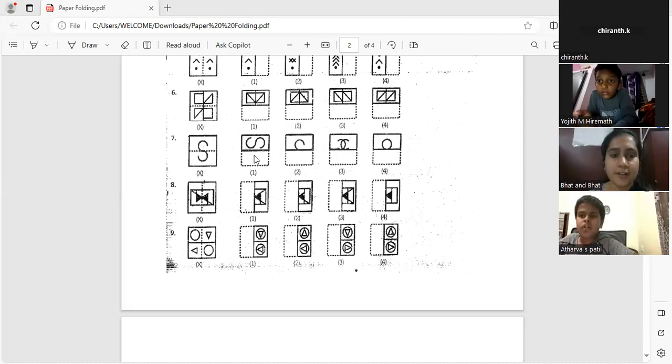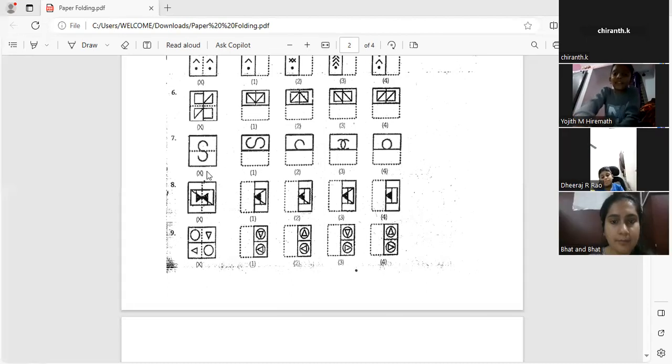A is not possible. In A, the whole paper is folded, so only half the part is given. B is also wrong. It should be connected like this, connected with the paper fold, like a circle. This side also a circle. Then only if you open the page, this half line will convert into dots, dot dot.